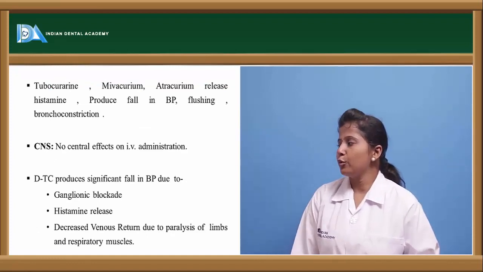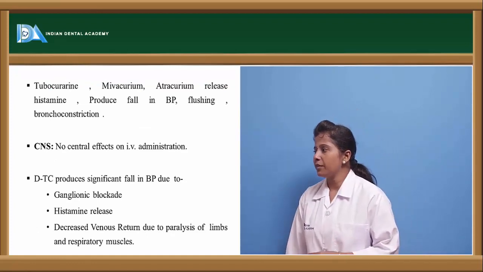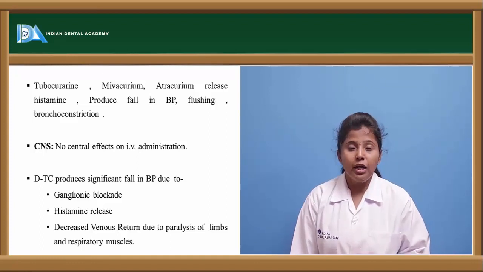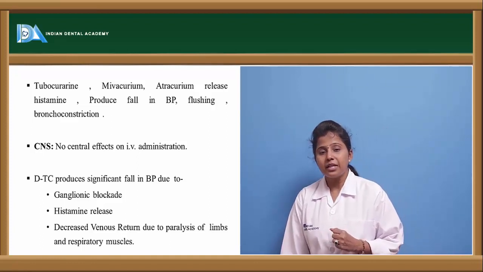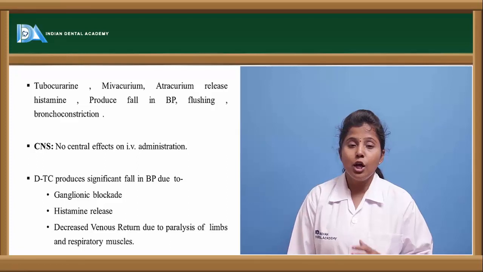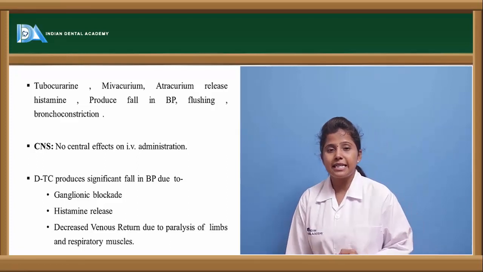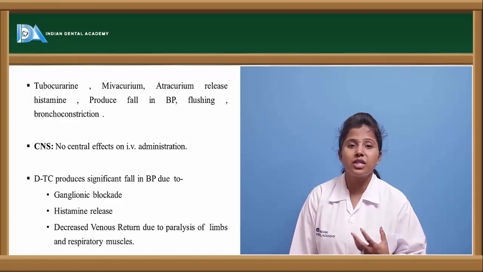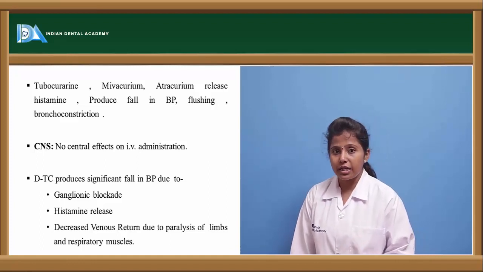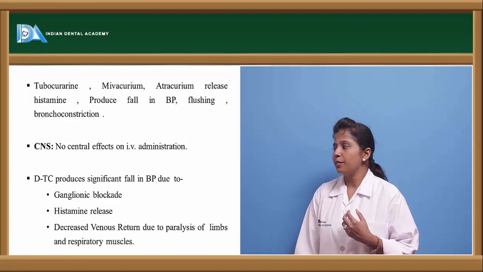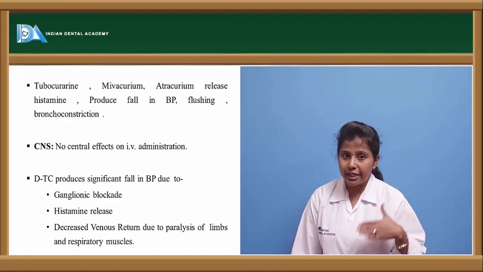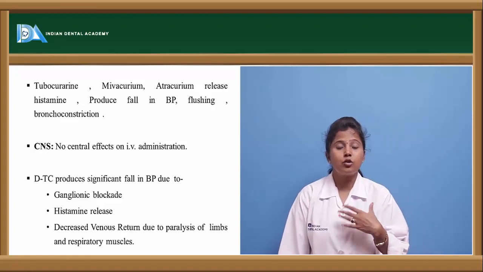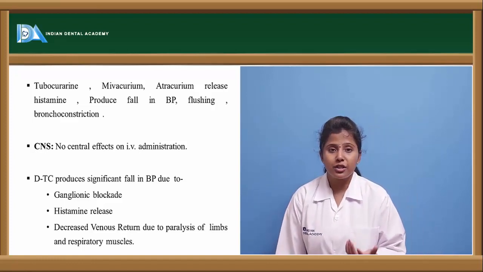The drugs like tubocurarine, mivacurium, atracurium, these drugs release histamine. Histamine is a chemical mediator which is released from the mast cells. So when histamine is released in excessive amounts, it causes hypersensitivity reactions, or else we can say it causes flushing and redness of the skin. It also causes a reduction in blood pressure, and it also causes a bronchoconstriction effect.